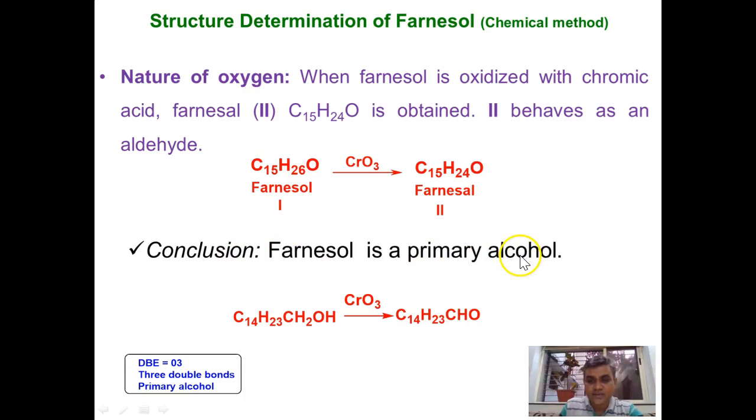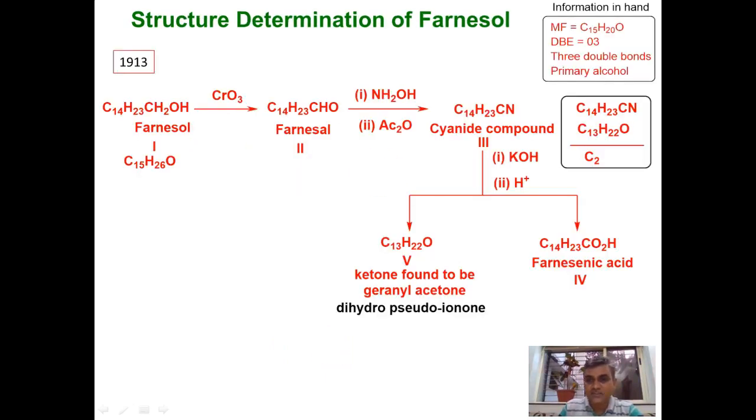And since it is a primary alcohol, we can rewrite the molecular formula of the farnesol like C14H23CH2OH. So in this way, we have progressed a lot as far as the structure of farnesol is concerned. We have proved the 3 degrees of unsaturation and it corresponds to 3 double bonds, and we have also found the nature of oxygen. It's in the form of primary alcohol.